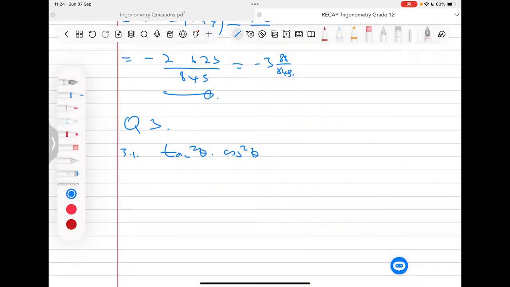To do this one, I think it's very straightforward. I'm going to use my identity for tan, which says tan squared theta can be written as sine squared theta over cos squared theta, and we're multiplying here by a cos squared theta. Now, if you look at this, the cos squared theta would cancel because remember, they are being multiplied, right? And we are only going to be left with sine squared theta. I believe this could be your final answer.